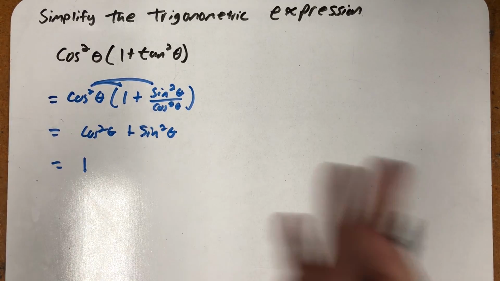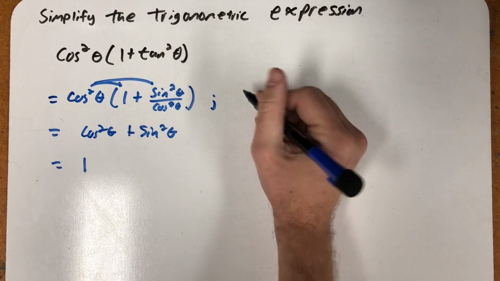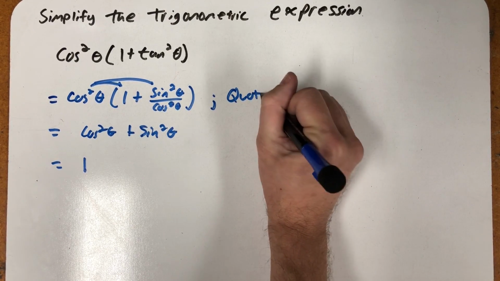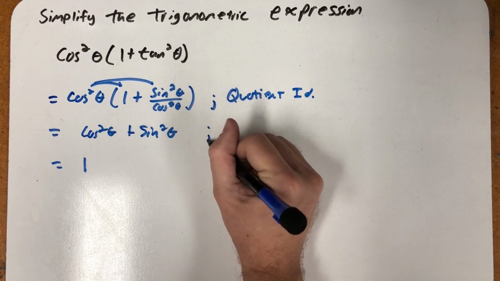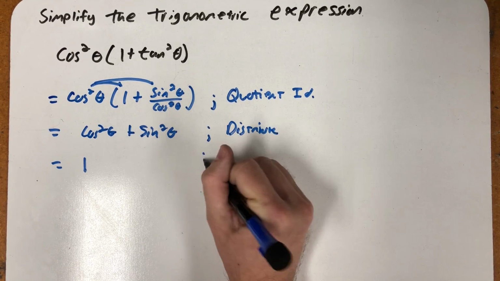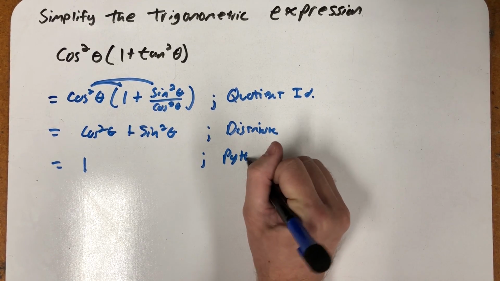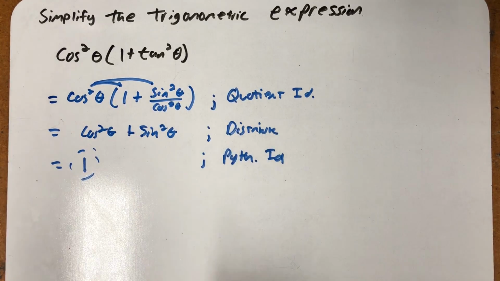Now, whenever I'm simplifying a trig expression, I do like to help my reader out, and I'm going to state what I used over here. This was a quotient identity. And here I distributed. And to get down here, I used the Pythagorean identity, and I think we will all agree that I can't get any simpler than this, right? This is equal to 1.